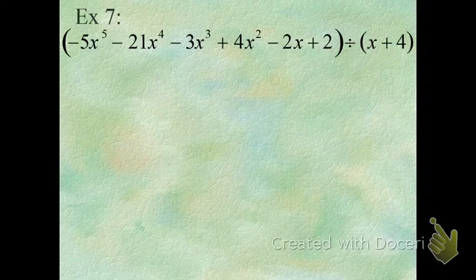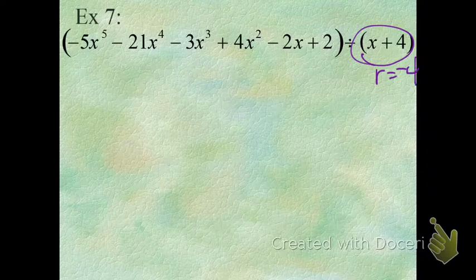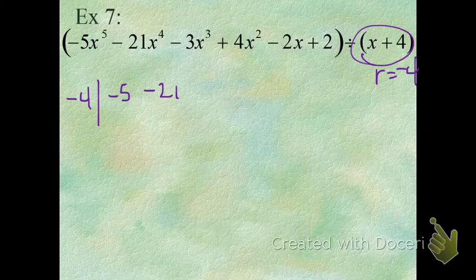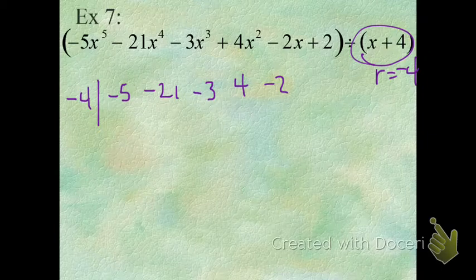First thing we are going to establish is our divisor. What's our divisor going to be? Negative 4. Ours is going to be negative 4. Yes, thank you, sir. So we're going to set this thing up. You're going to do your -4, do your bar. Now bring down your numbers. So we have a -5, a -21, -3, a 4, -2, and a 2.